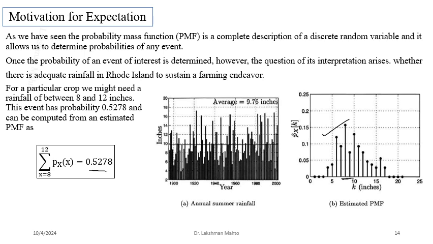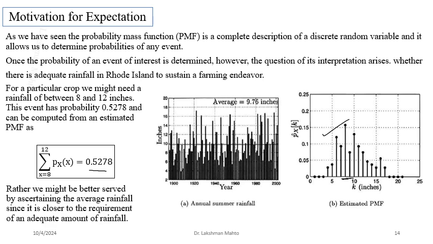Whether this information is enough to say that we will go for farming of a crop, this one is not enough. We can't say much. So what do we have to do? Rather, we might be better served by computing or ascertaining the average rainfall, since it is closer to the required amount of adequate rainfall.